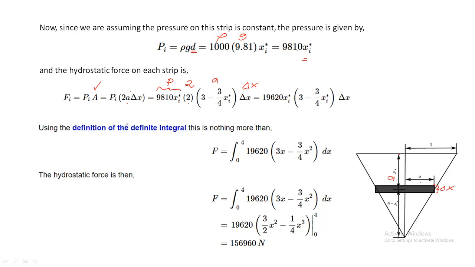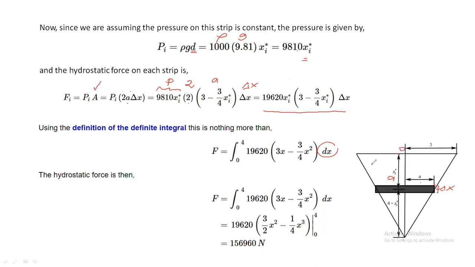Now, using the definition of the definite integrals, there's nothing more that we can write except that the hydrostatic force, when integrated, this is dF, is equal to this one. All of this you copy. You change the delta x to dx, since you are determining the hydrostatic force from 0 to 4.